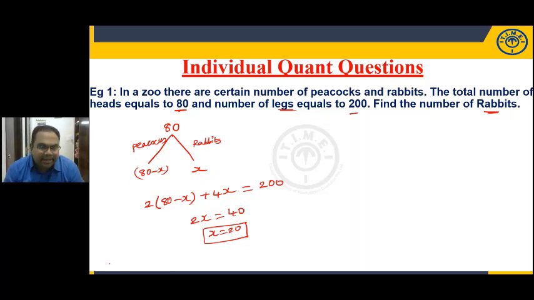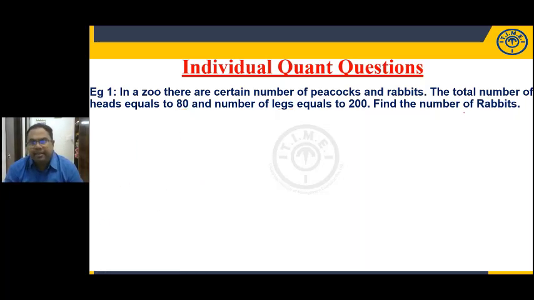Now I am asking the same question. Can we do this orally? Let's say he's asking you to find the number of rabbits. Why do you want to write an equation? See, that's what I was talking about: alternate approaches, logical approaches. Assume all of them to be peacocks.